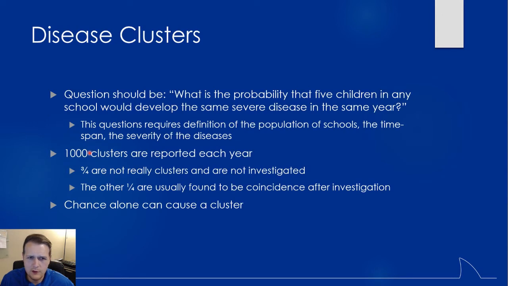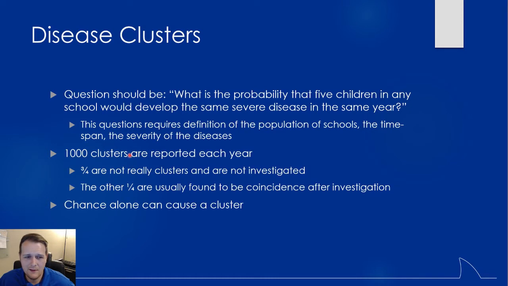The question really should be, though, what's the probability that 5 children in any school would develop the same severe disease in the same year, right? Showing that there's some commonality between the 5 there. If it's just 5 random kids that get leukemia, that's not super notable here, but the chances there could be a relationship, that's what we're really looking for, right? And so you have to define things like the population of the schools, is it elementary school, is it high school, the time span you're looking at, and then the severity of the disease itself, right?